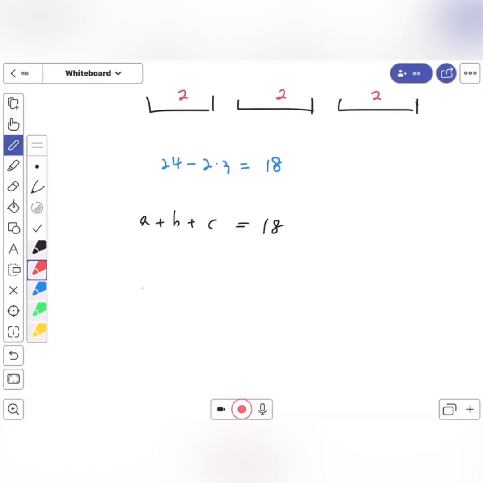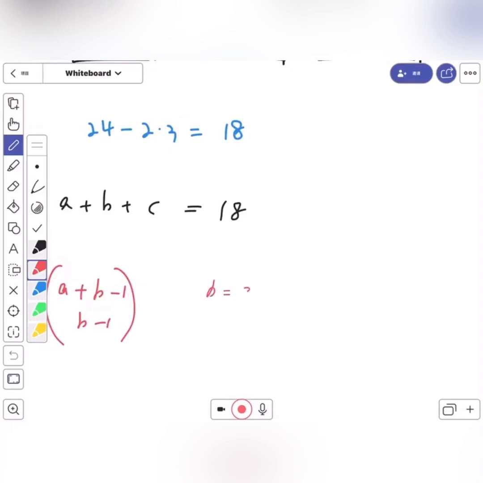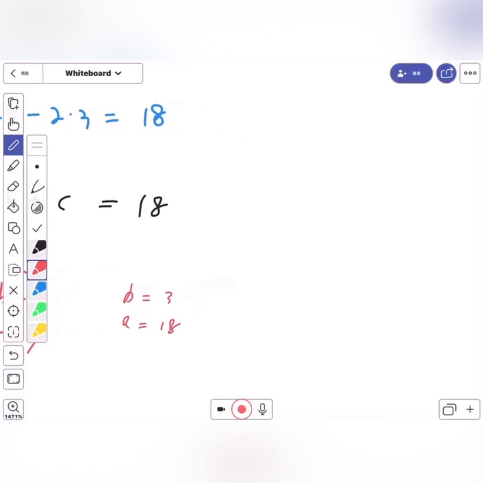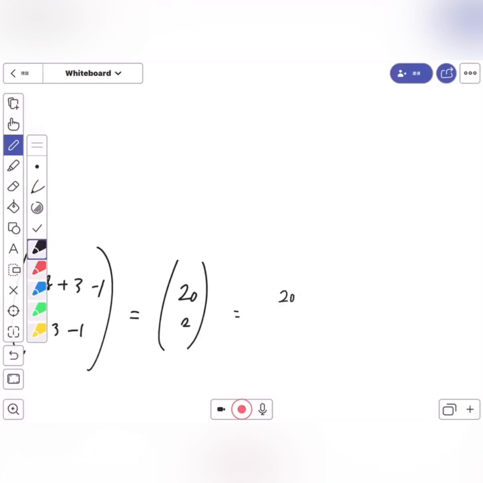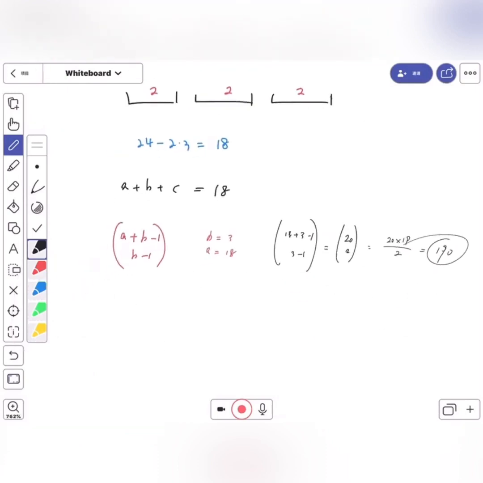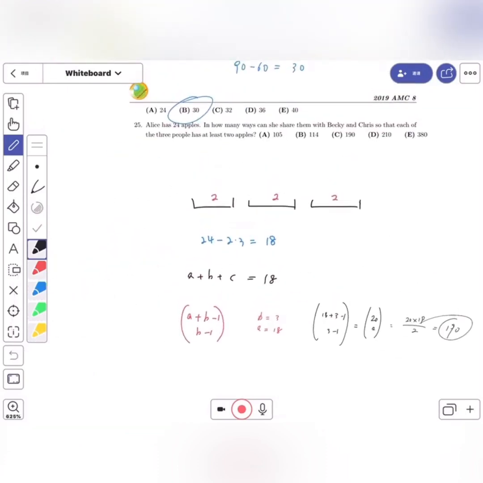So the formula would just be a plus b minus 1 choose b minus 1, if we want to assign b placeholders. So in here, b will just be 3. Sorry, to not mess up with these variables a, b, and c. So b is equal to 3 and a is equal to 18. So our answer will just be 18 plus 3 minus 1, choose 3 minus 1, which is 20 choose 2. That gives 20 times 19 over 2, which is equal to 190, and that just simply gives our answer choice C.